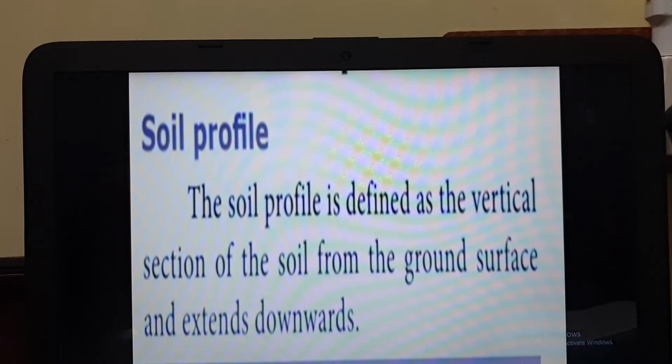Soil profile is defined as the vertical section of the soil from the ground surface and extends downwards. Okay, this soil profile I will explain you when I show you the next diagram.